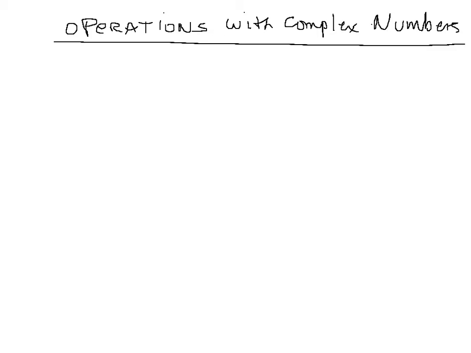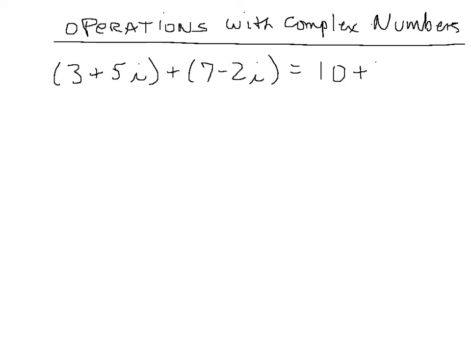So let's look at some of the operations that we might have with complex numbers. And again, this is all about like terms. So for example, if I have 3 plus 5i, and I'm adding, let's say, 7 minus 2i, you can probably guess what the answer is, right? Add the like terms, and you get 10 plus 3i.